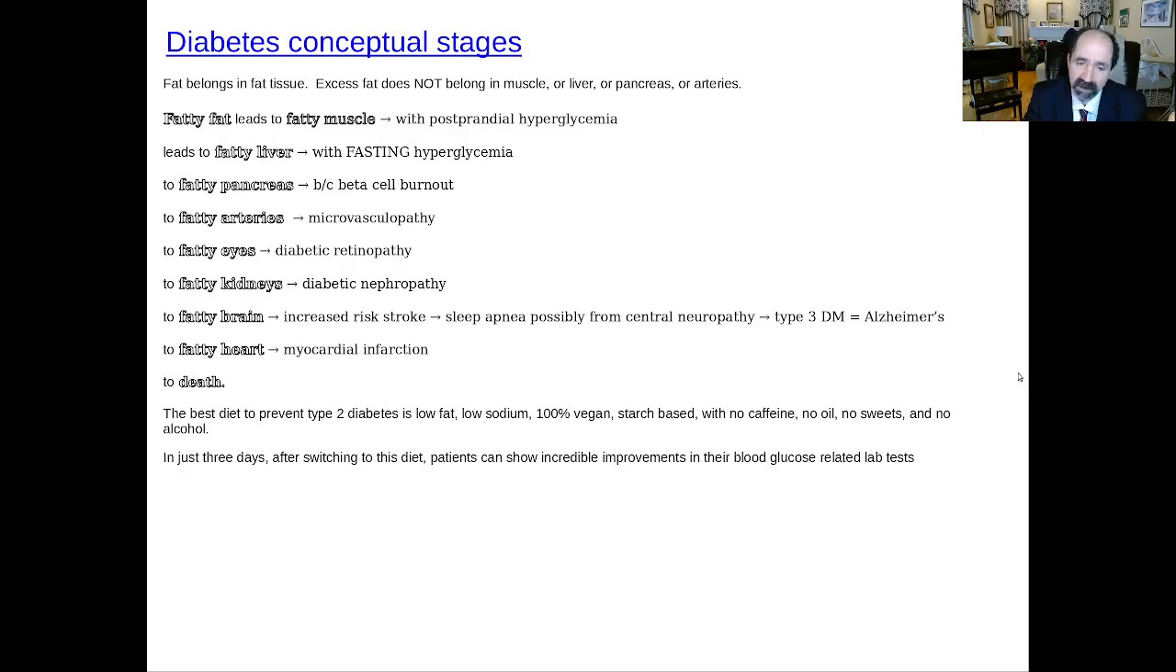And like I said, think it through for yourself. Start looking at the epidemiology of all these plant-based populations. Look at the Tarahumara in northern Mexico, etc. It goes on and on. You'll see that that's the case.